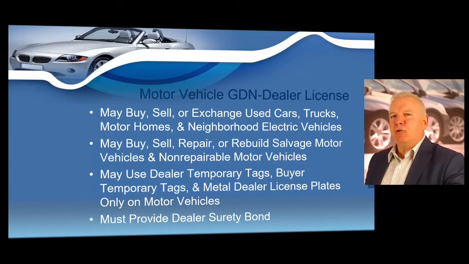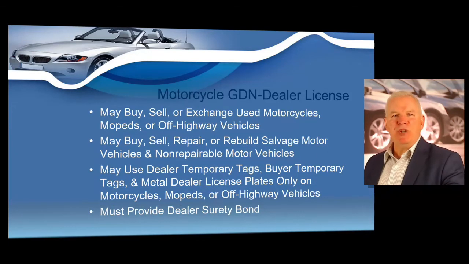A motor vehicle GDN allows you to use temporary tags, buyer's temporary tags, and metal dealer license plates only on motor vehicles and requires you to provide a dealer surety bond. The license allows you to sell vehicles retail to customers on the lot or wholesale directly to other dealers or through dealer-only auctions.